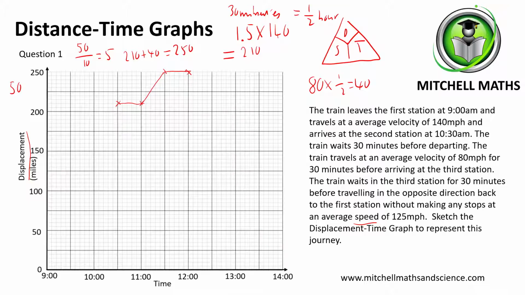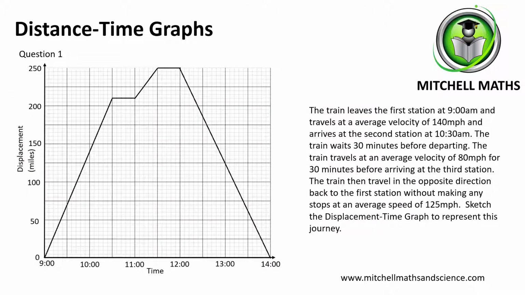And we need to find out how long it's going to take to get back if it's travelling at a speed of 125 miles per hour. We can see from this equation we do distance, which is 250, divided by speed, which is 125, and that means it'll take 2 hours. So if we start at 12, it means it'll get back at 2. So we just draw a straight line from here down to here. And if you draw this neatly, it should look something like this.